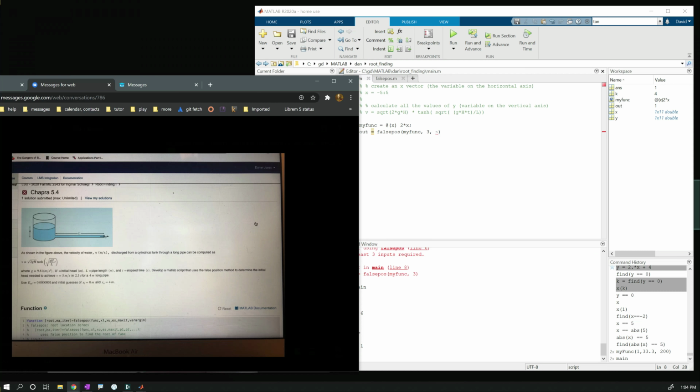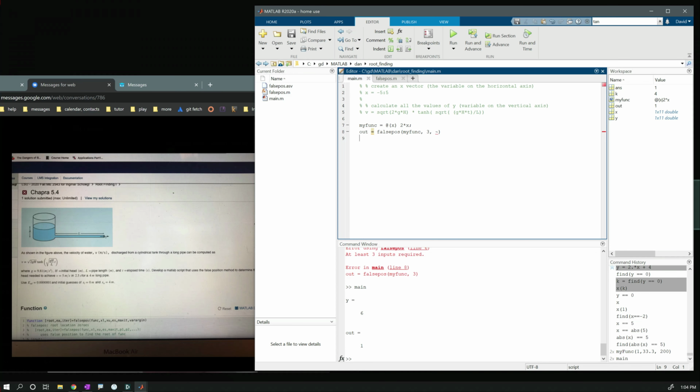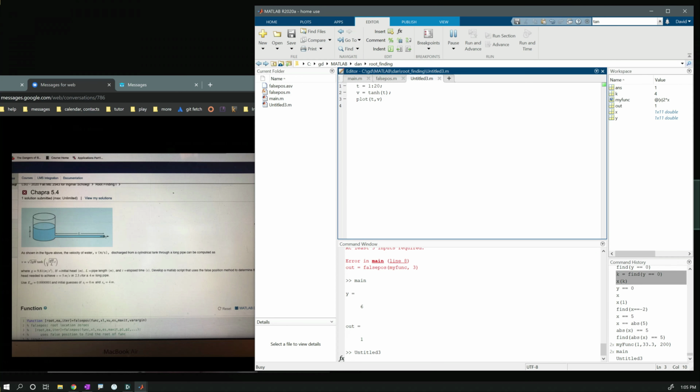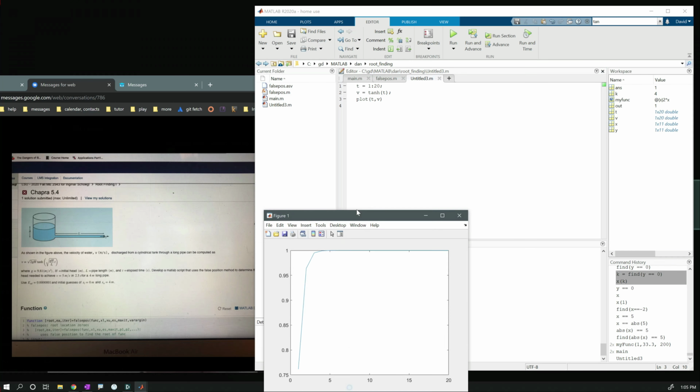All right. So we can visualize it, let's just put in some interesting things. Let's say time goes from 1 to 20, and then let's simplify the velocity and say it's just the hyperbolic tangent of t. And then we're going to plot time versus velocity. There it is. Of course, it opens up over here.